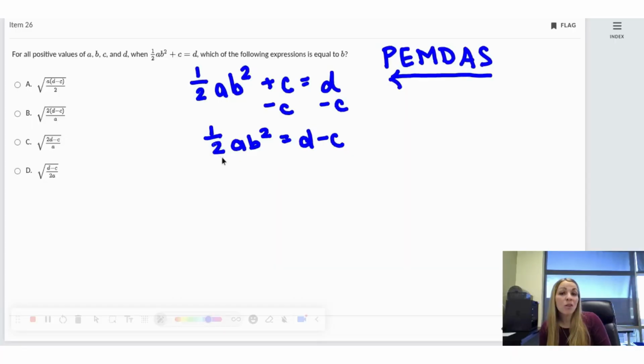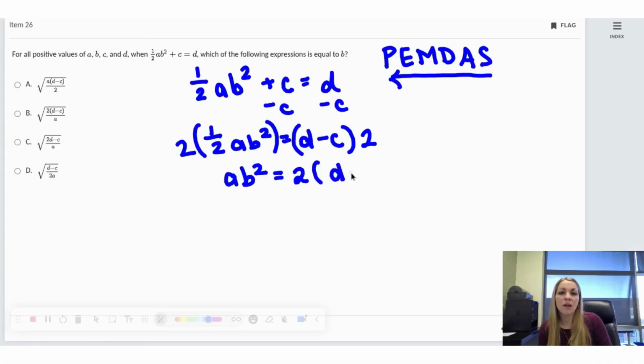You may want to get rid of the 1/2 by dividing it on both sides, but what I like to do is multiply by the reciprocal. I like to multiply by 2 because 2 times 1/2 is 1, and that just looks a little bit more friendly. So I'm going to multiply both sides by 2. That gets rid of the 1/2. So I have ab squared. Now mathematicians like to put the coefficients out in front, so I'm going to put this 2 right here times the quantity d minus c.